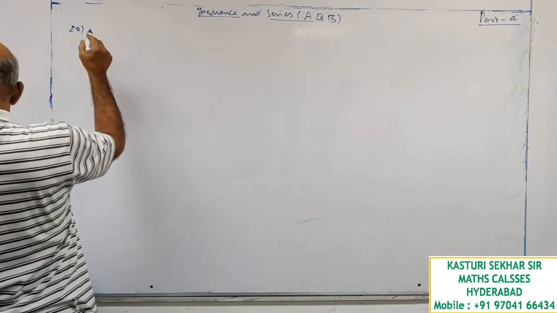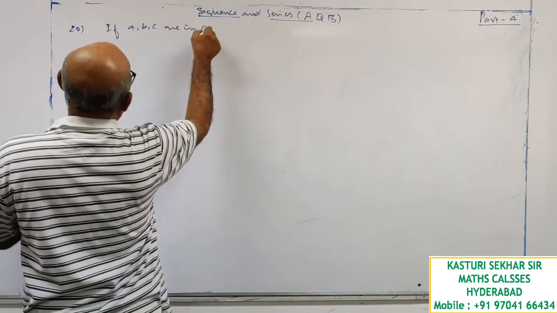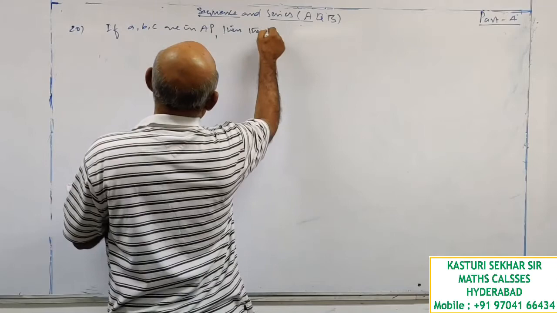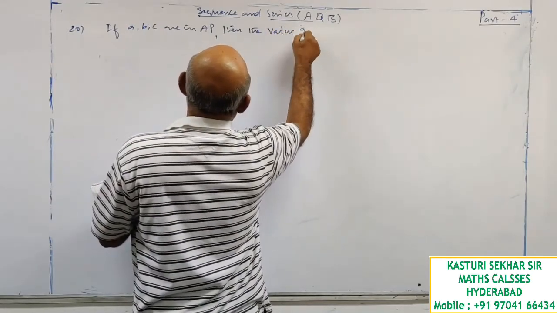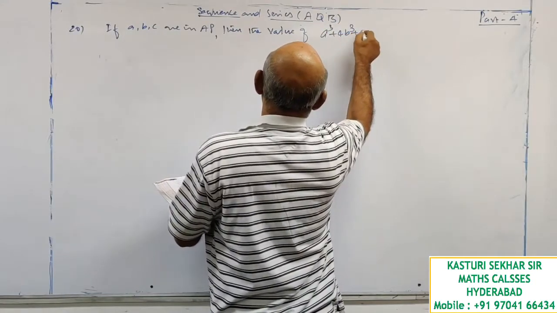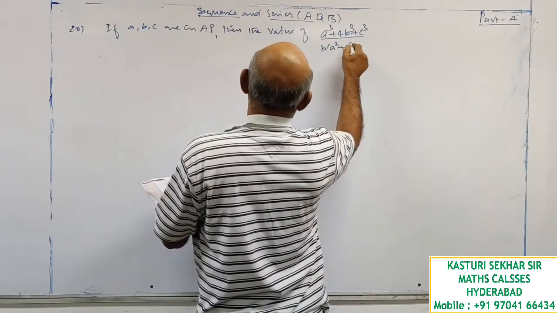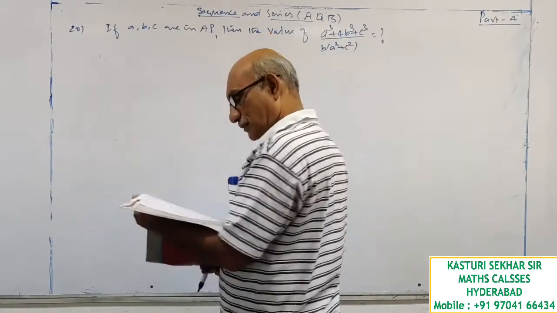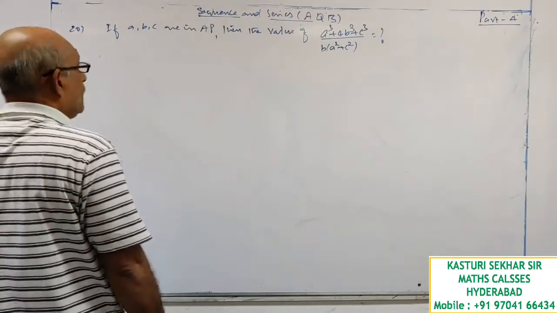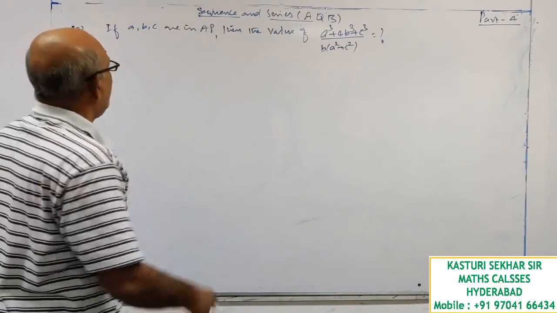Now look at the 20th question. If A, B, C are in AP, then the value of (A³ + 4B³ + C³) divided by B into (A² + C²) is equal to question mark. Now sir, there are various methods we have, but we will go for the simplest way.